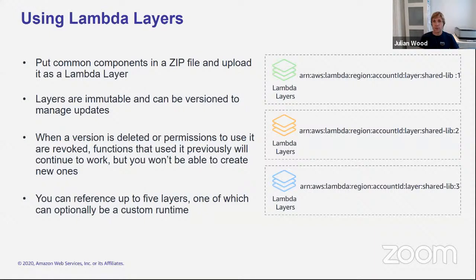The way it works is you zip up the contents of your shared observability components and upload it as a Lambda layer. They can be managed and versioned centrally, and you can include up to 5 layers for a Lambda function, one of which can also be a custom runtime if that's something you need.